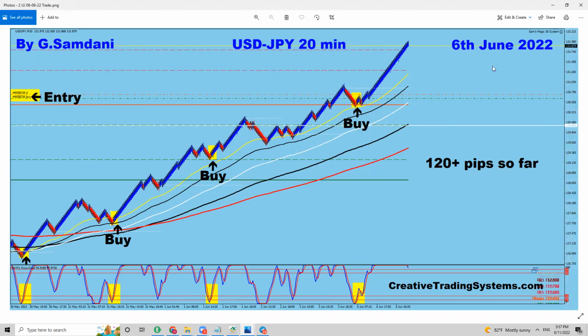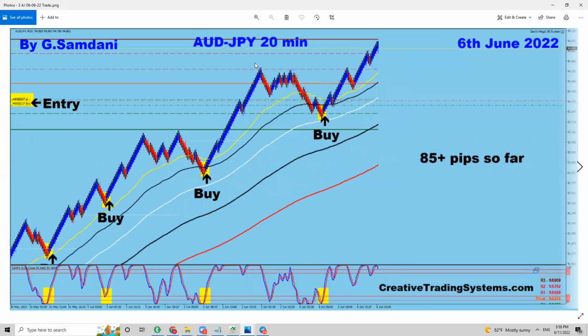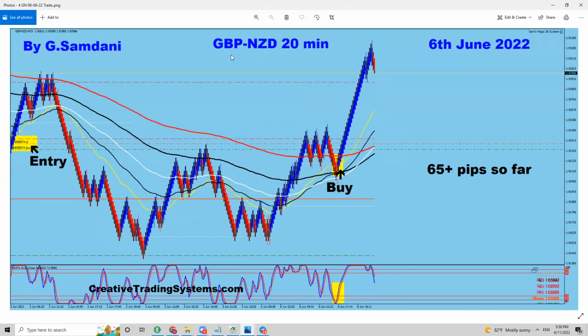So this is on the 6th June, USD yen, right here, 420 pip. This is Aussie yen on the 6th June, same, 85 pip. All of these were my entries and trades. I showed it in the previous video. Now on June 6th, pound Aussie, this is along here, right? Buy order here, 65 pip.